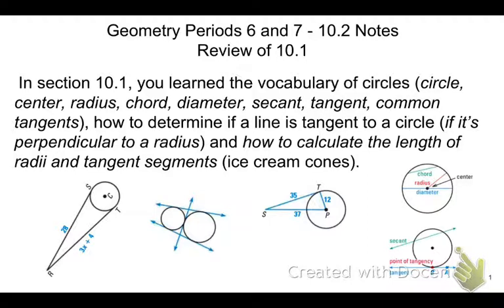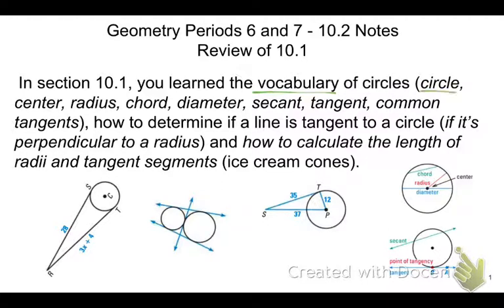Hi everybody. We're going to start our 10.2 section, which is going to be all about arcs. But first we're going to do a quick review of 10.1 just to bring it into your brain cells. So in section 10.1 you learned the vocabulary of circles.